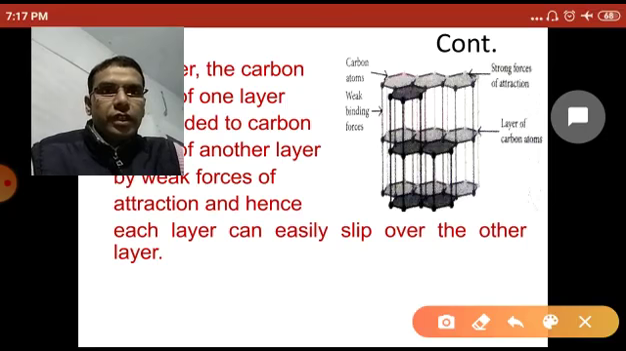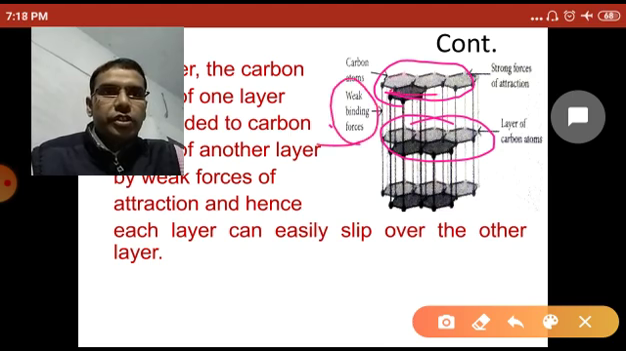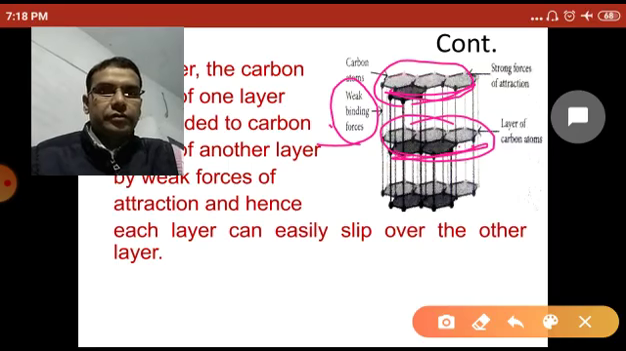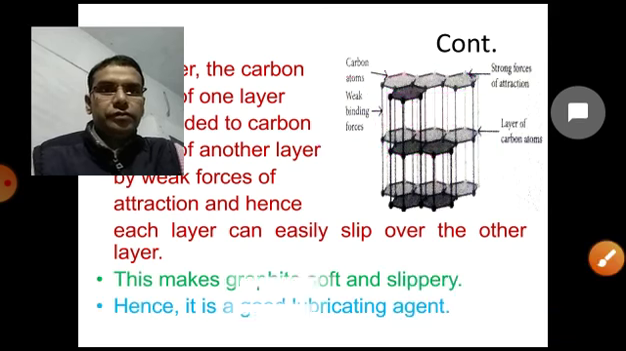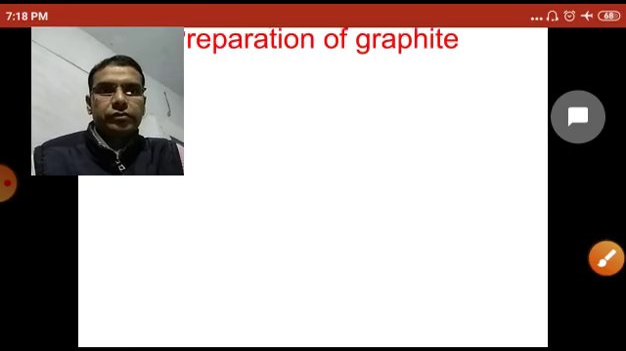So this one layer is bonded with another layer by a weak van der Waals bonding, so that this layer slides over this layer. One layer slides over another layer. This makes graphite soft and slippery. Hence, graphite is a good lubricating agent due to its slippery nature.